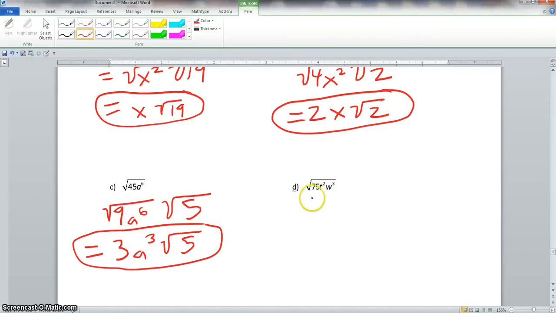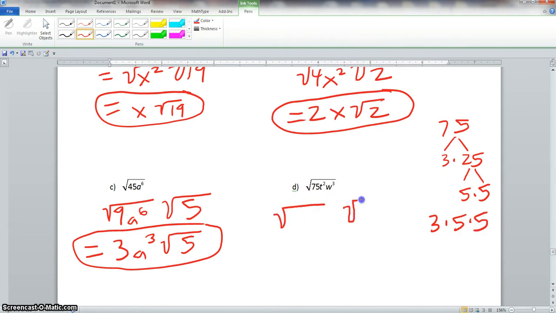Picking up where we left off, because this is a larger number, some people may not know the highest perfect square that's in 75. So let's try the prime factorization method. With 75, this breaks down to 3 times 25, and 25 breaks down to 5 times 5. So the prime factorization is 3 times 5 times 5.